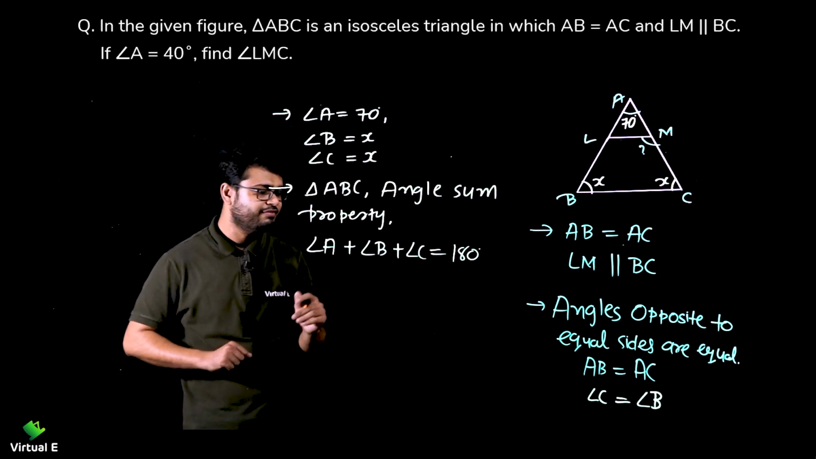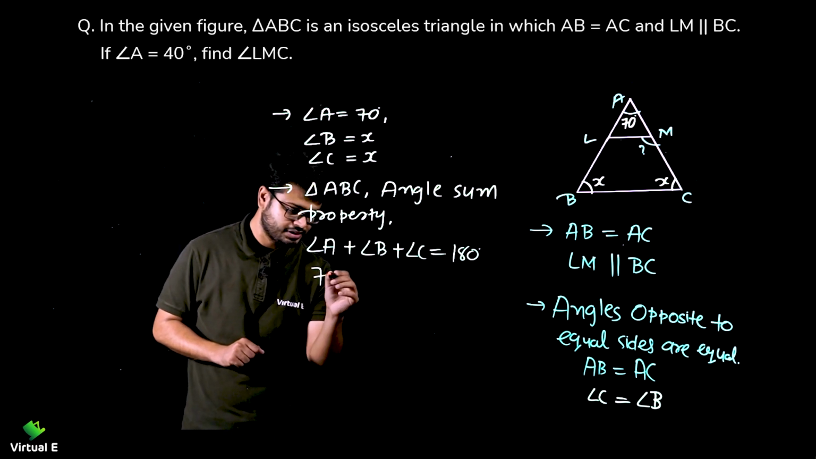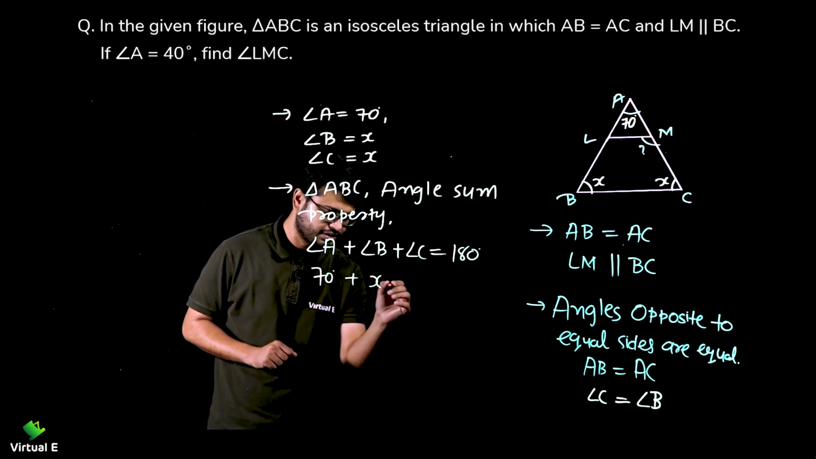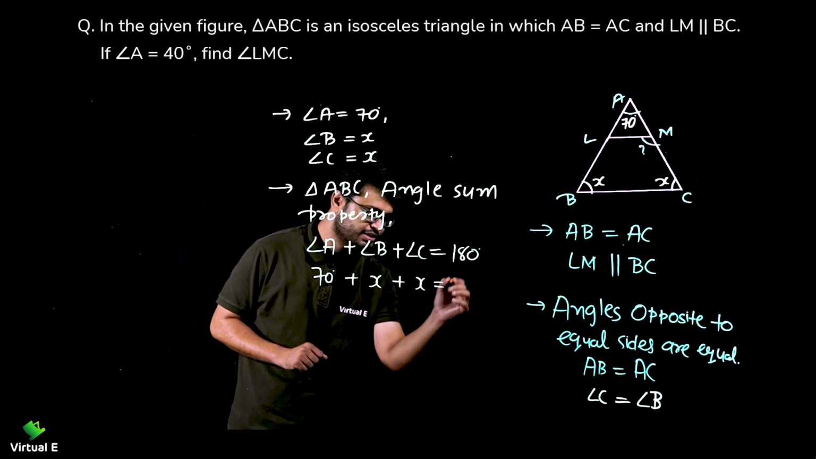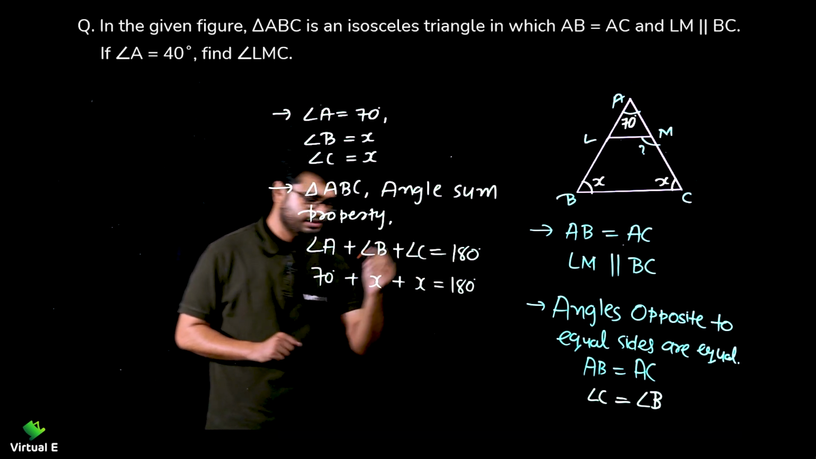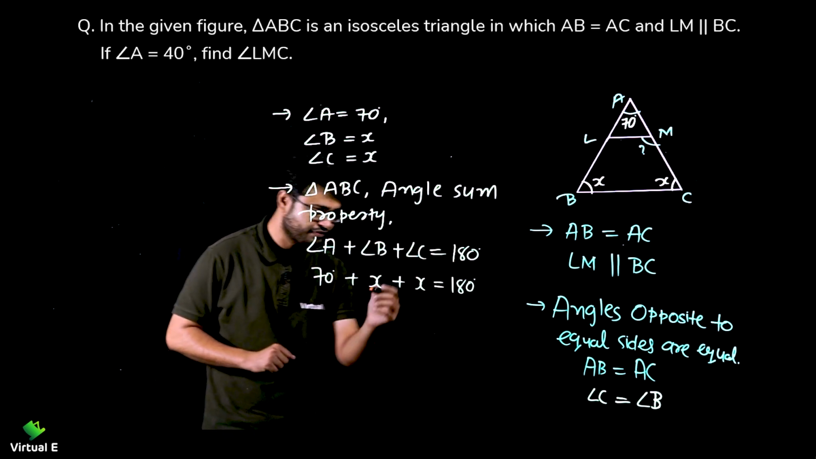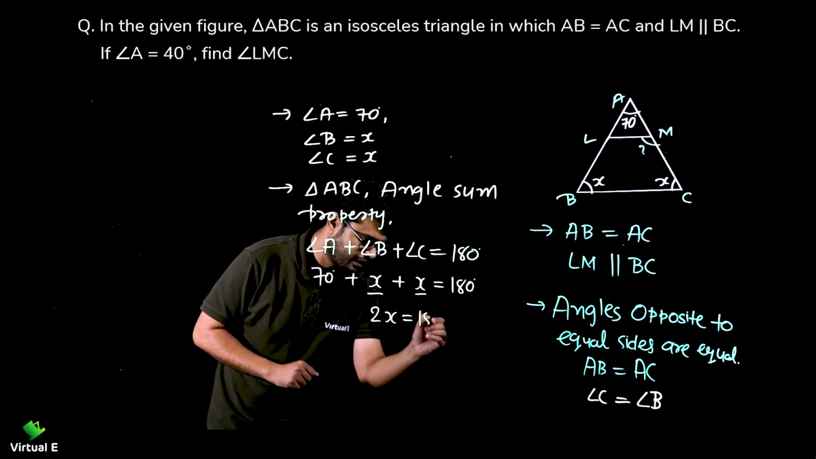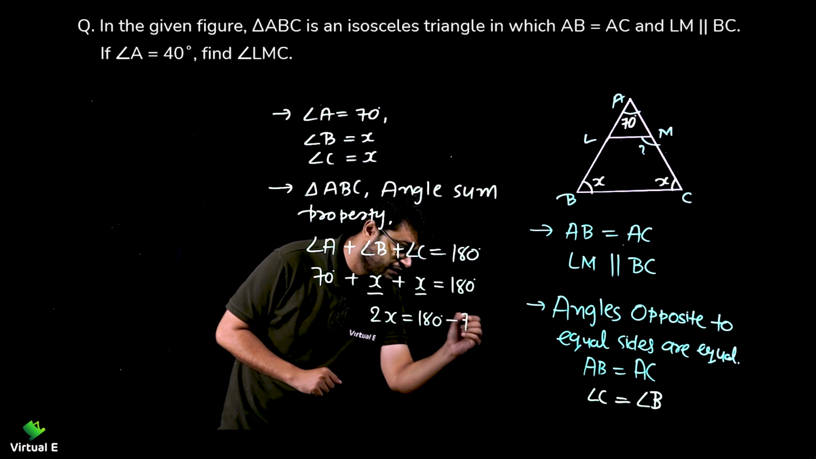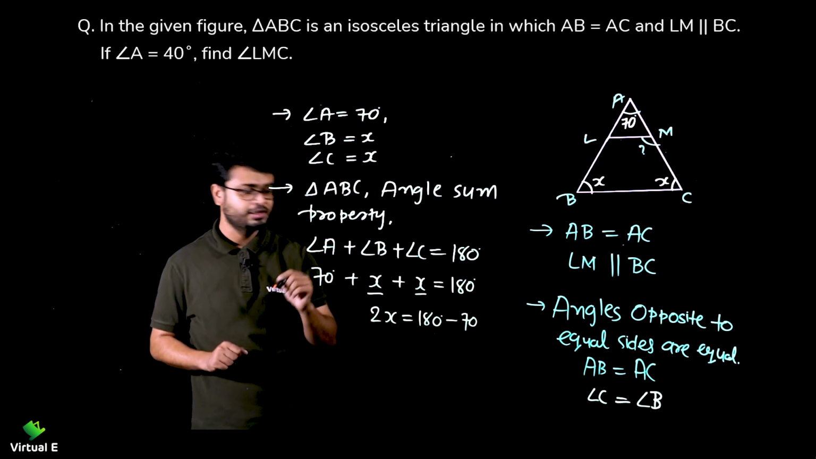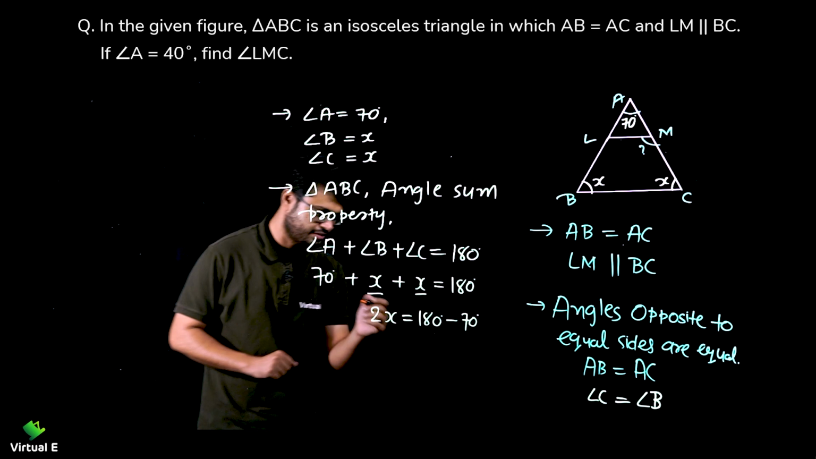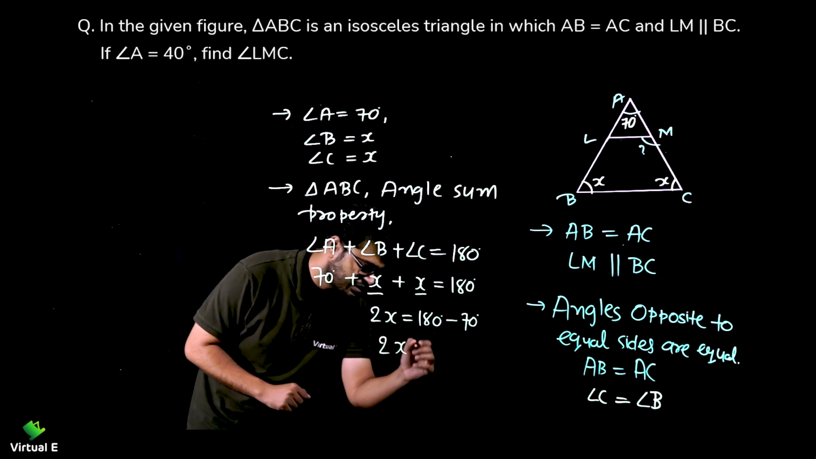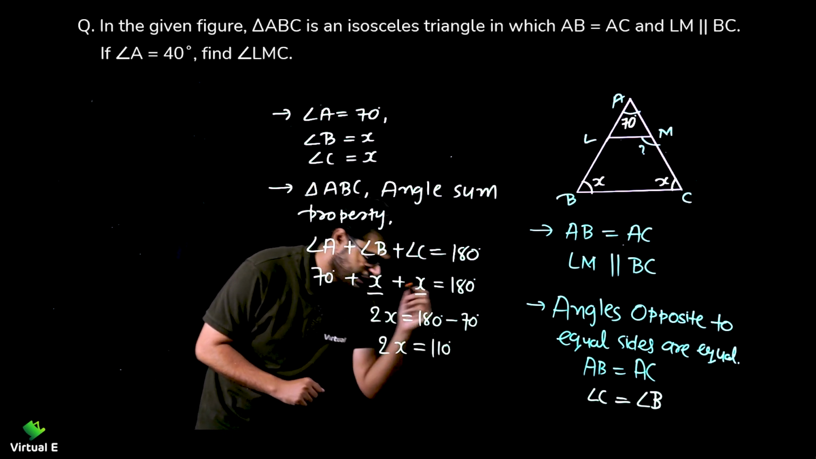Now let's substitute the values. Angle A is 70 degree. Here it is X. Here also it is X, is equal to 180. So 70 will be shifting there. X and X is what? 2X. Here 180 degree minus 70. Do not forget to change the sign. You will be getting an incorrect answer otherwise. So 2X is equal to 110.